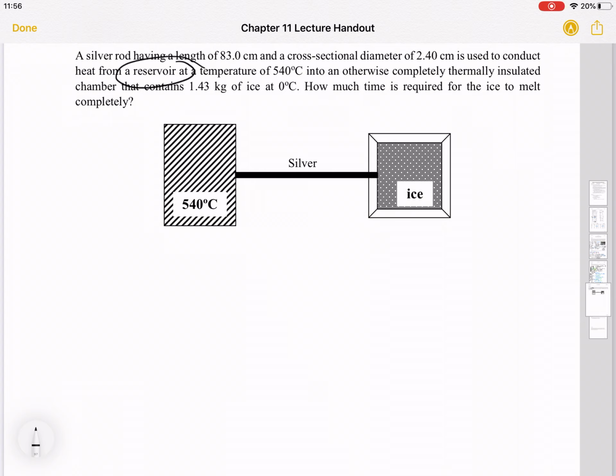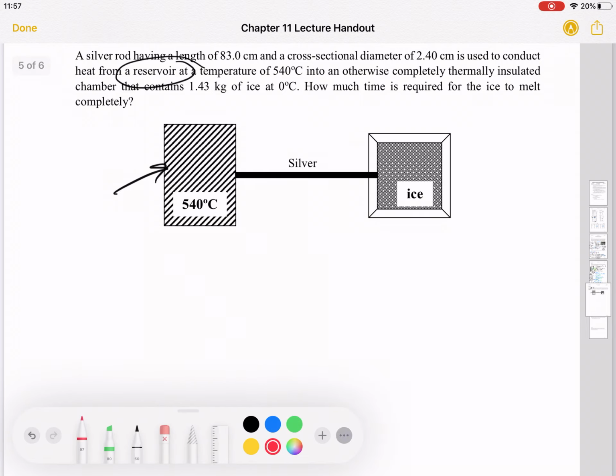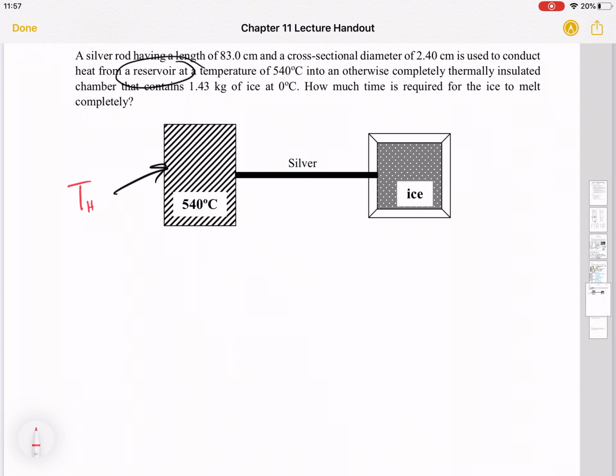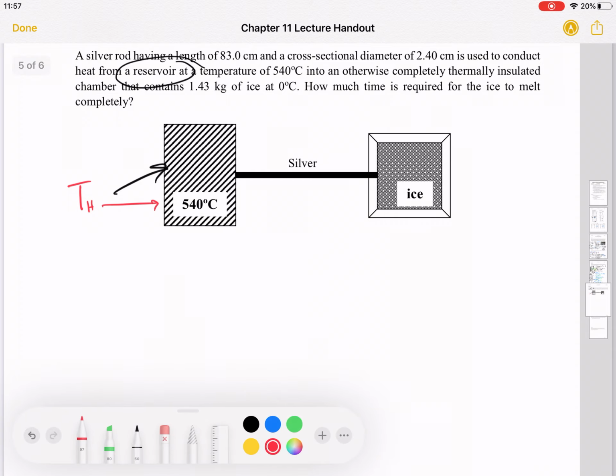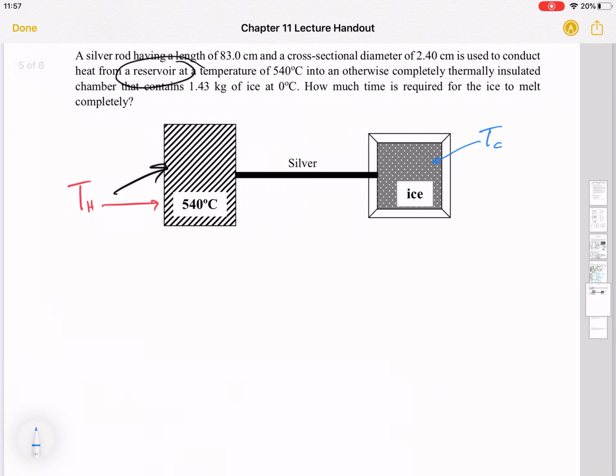So that's the idea here: I can take heat away from this end of the silver rod and not change the temperature. So that's like T hot. One side of this is 540 degrees. And the other side is ice, that's like T cold. The ice is sitting at 0 degrees Celsius, and I want to melt the ice exactly.